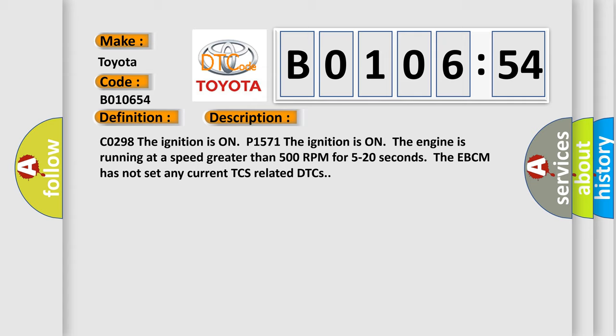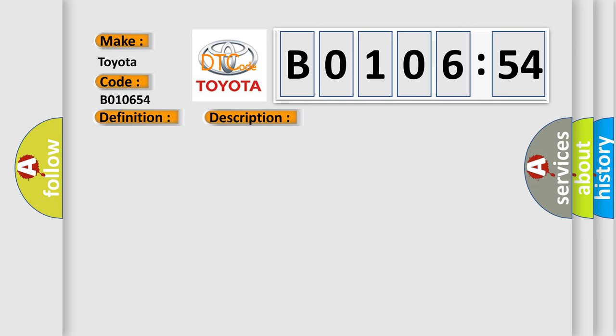C0298, the ignition is on. P1571, the ignition is on, the engine is running at a speed greater than 500 RPM for 5 to 20 seconds, the EBCM has not set any current DCS related DTCs. This diagnostic error occurs most often in these cases.